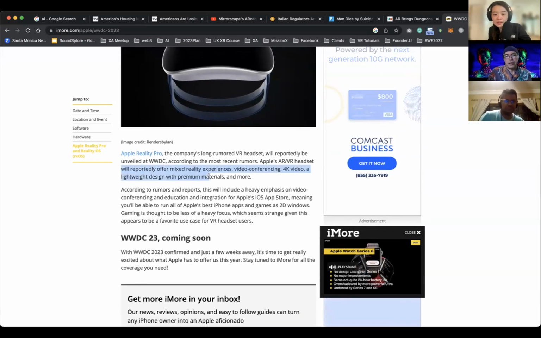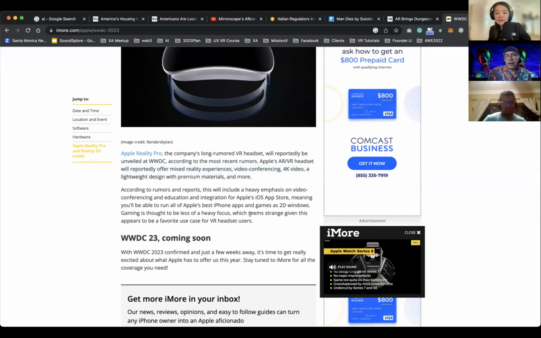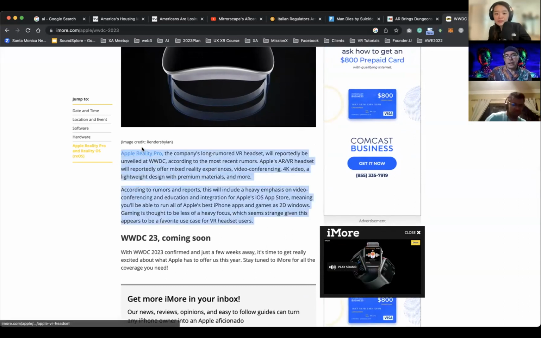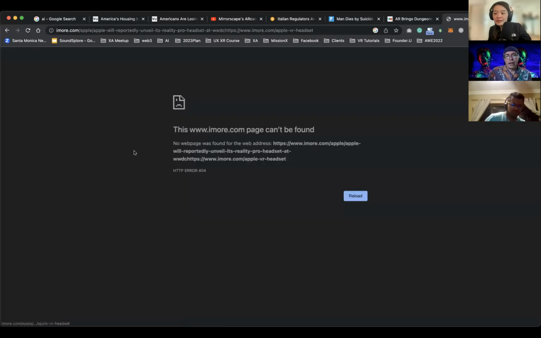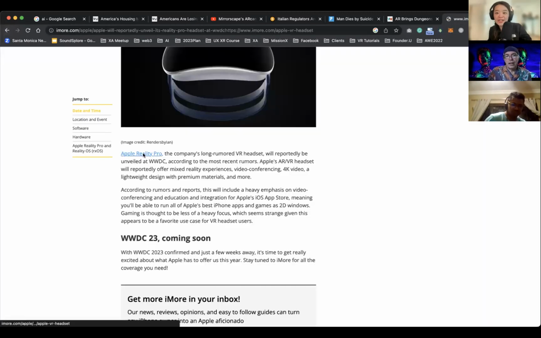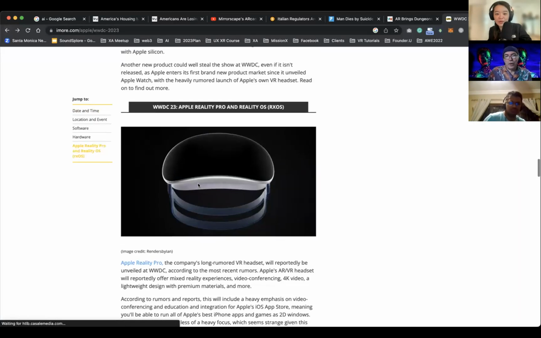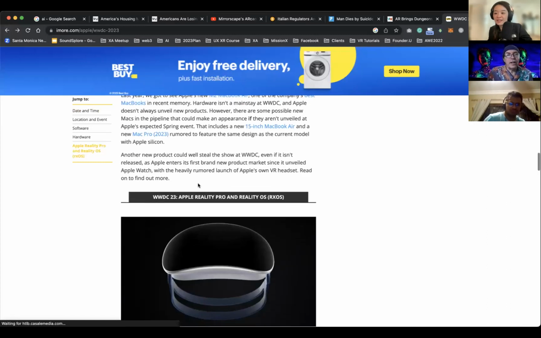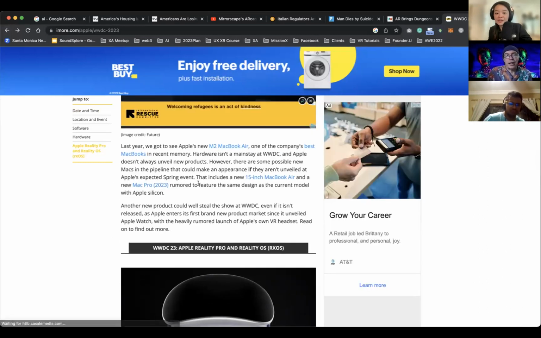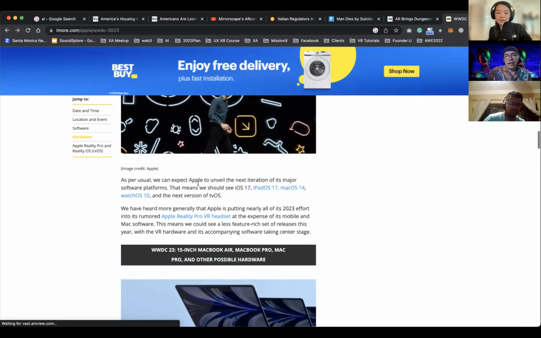So it'll be interesting. We'll see when they come out with the headset, if they ever come out with it. You see, when I click Apple Reality Pro, it's not even showing anything. So what are you in right now? Are you in an article? Okay, yeah, right.